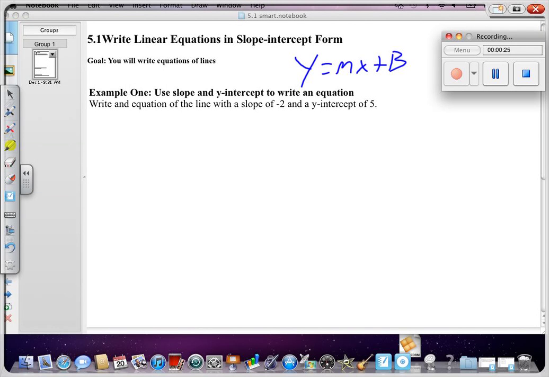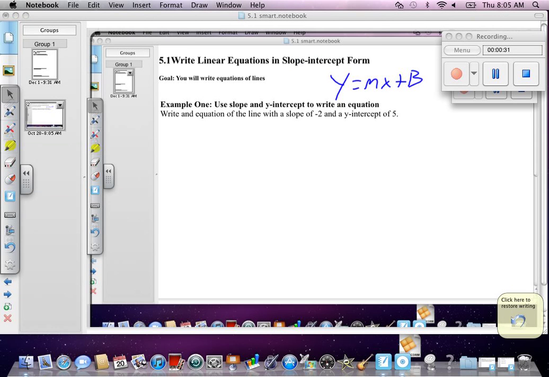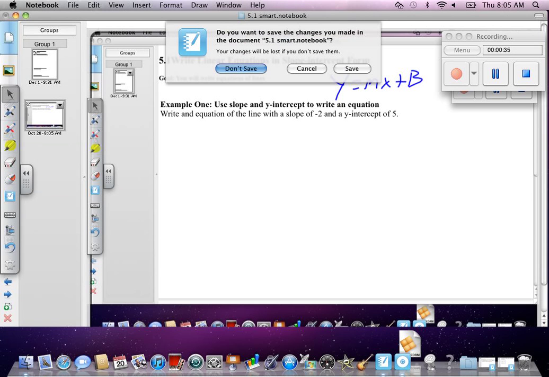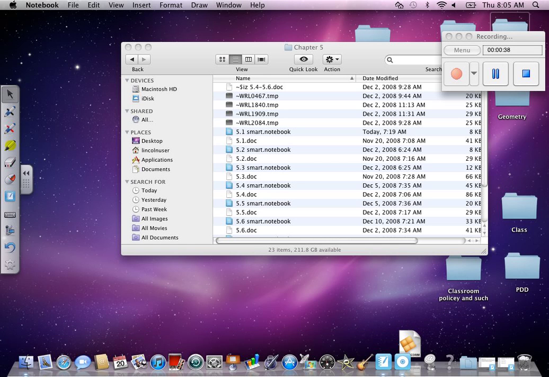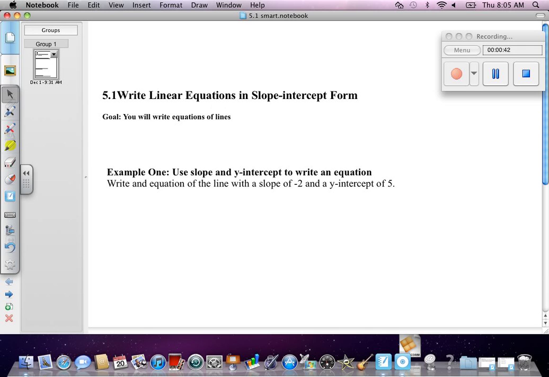Y equals mx plus b, where the m is your slope and the b is your y-intercept. Anybody have any questions about that? About what all of them stand for?